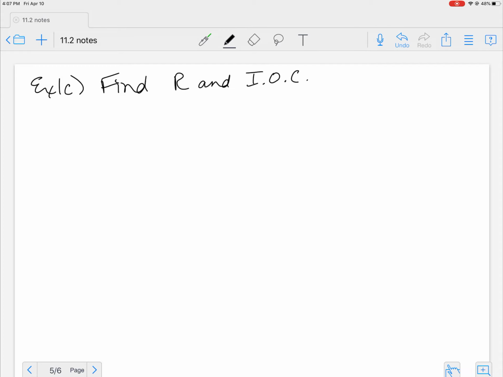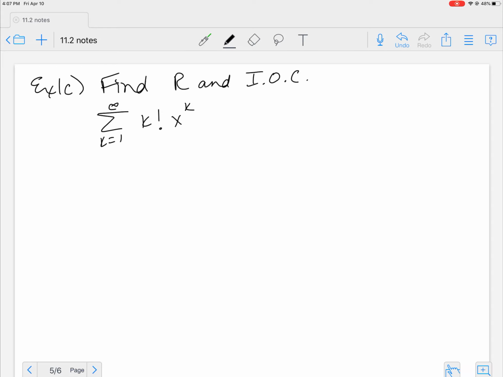All right, let's do some more examples here. So here's example 1C. We want to find the radius and the interval of convergence for this series going from 1 to infinity of k factorial x to the k.